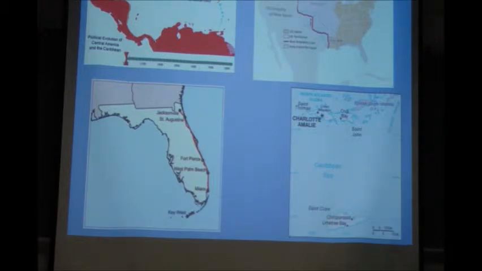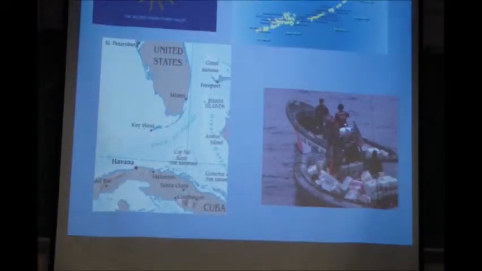Florida was obtained in the Adams-Onís Treaty in 1819. The U.S. Virgin Islands were obtained right before World War II because the U.S. government was afraid of Nazis. Miami was actually originally a railroad town and was connected to the rest of the U.S. by that.